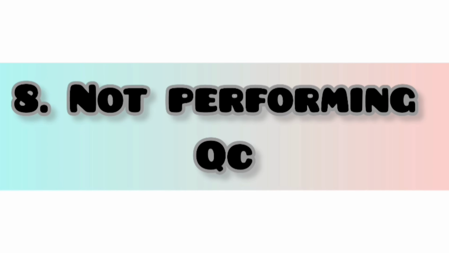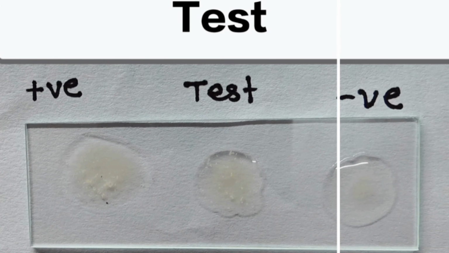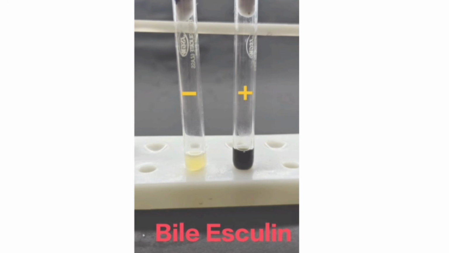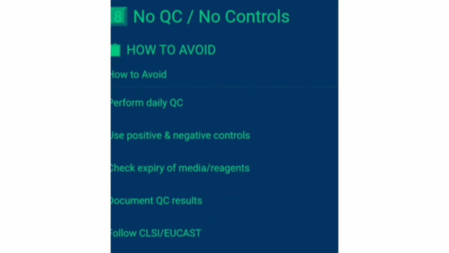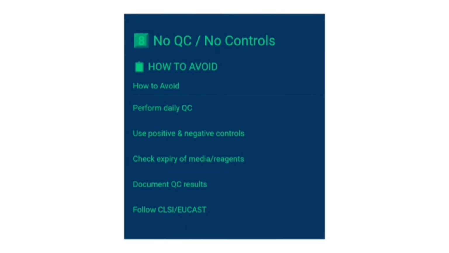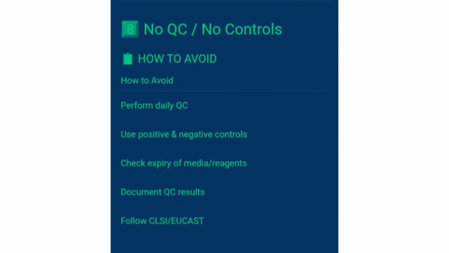Let's see what comes under the mistake: not performing QC or not using the controls. It includes using expired media, not using the positive or negative control while processing, and also not checking the lot to lot variations. How to avoid this mistake? Perform the QC daily, run the controls for biochemical tests and antibiotic sensitivity tests, and also never forget to document all the QC results properly.